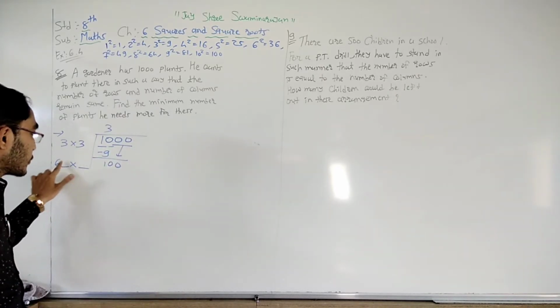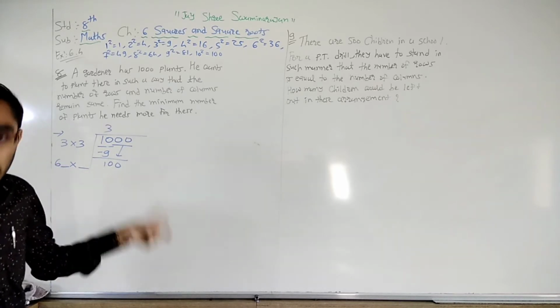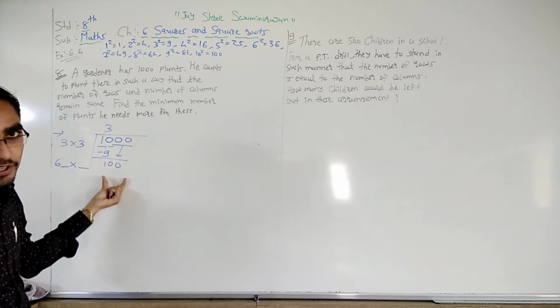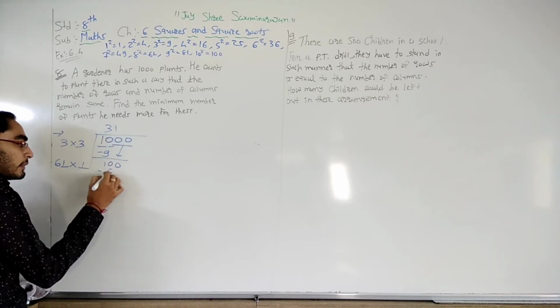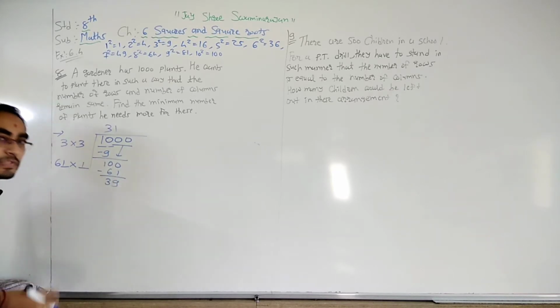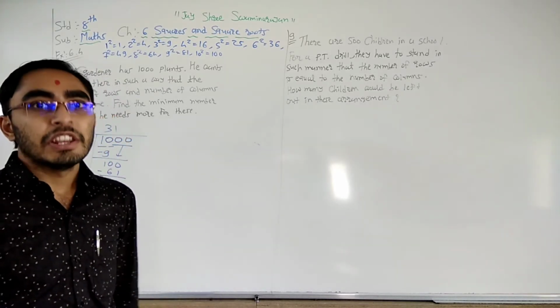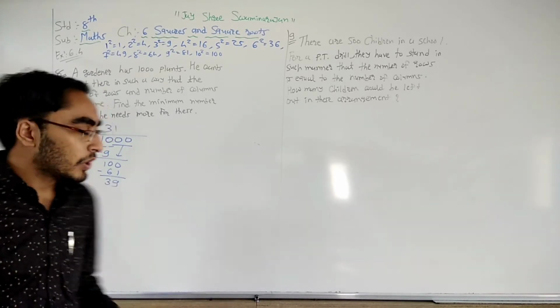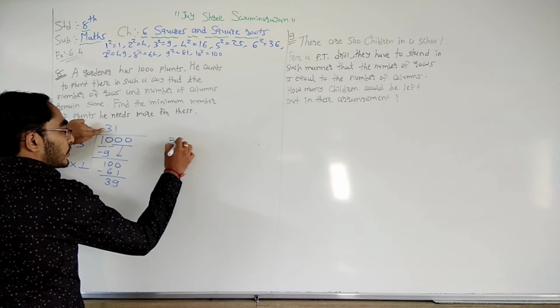Now if you use 2 here, 62 into 2 is 124, which is greater than 100. That means here we need to use 1. So 61 ones are 61 and the remainder is 39. But in the addition process we do not have any use of the remainder. Now in the addition process, what we need to do is find the square of the next number. Next number is 32.